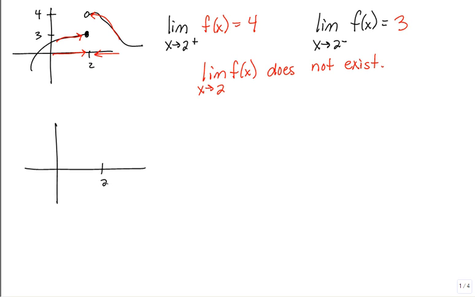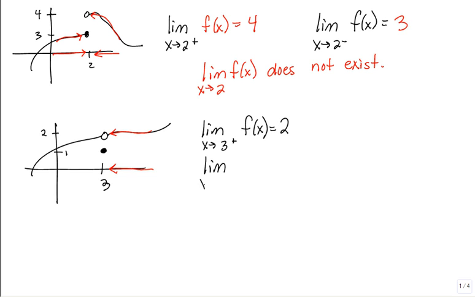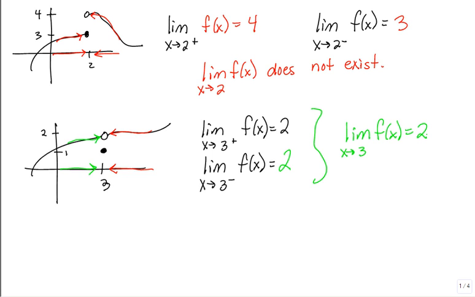Okay, here's 2. Well, let's make it 3. And this is what the curve looks like. This is 1. This is 2. Limit as x approaches 3 from the right. Okay, coming in from the right, the curve is approaching 2. Coming in from the left, okay, coming to 3 from the left, the curve is also approaching 2. So that tells me that the limit as x approaches 3, f of x is 2.